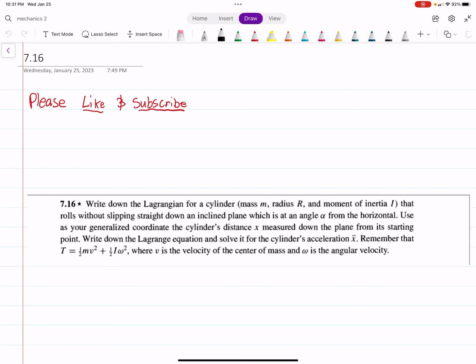So I'm continuing to work problems out of Chapter 7 from Taylor's Mechanics.